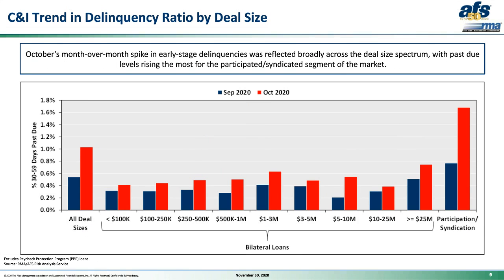Now, during our bulletin review meeting earlier this month, this slide drew the most comments. The delinquency level for October is greater than the delinquency level for September for every loan size, no exceptions. And most notably, we saw delinquencies for participations and syndications double.